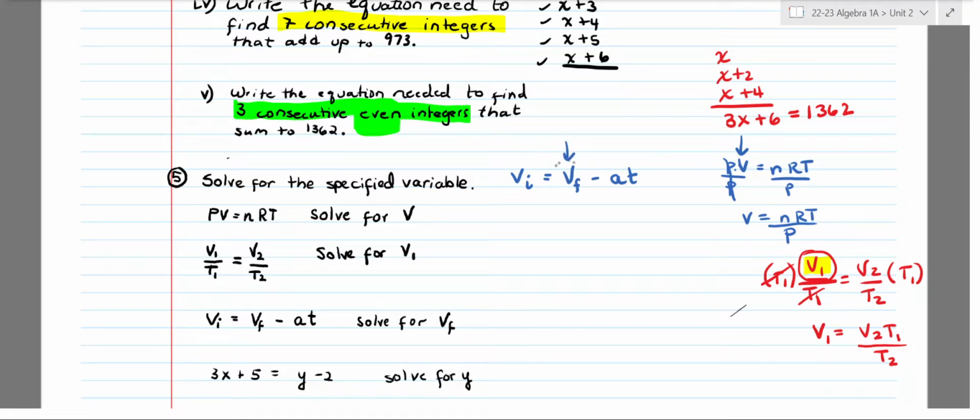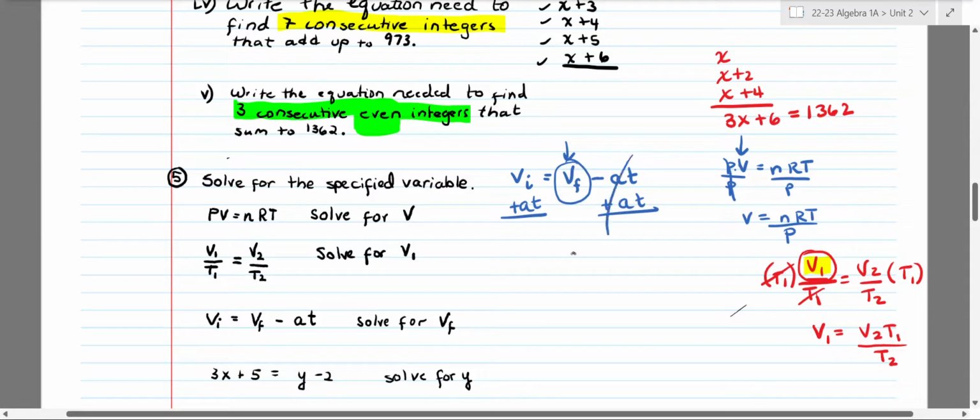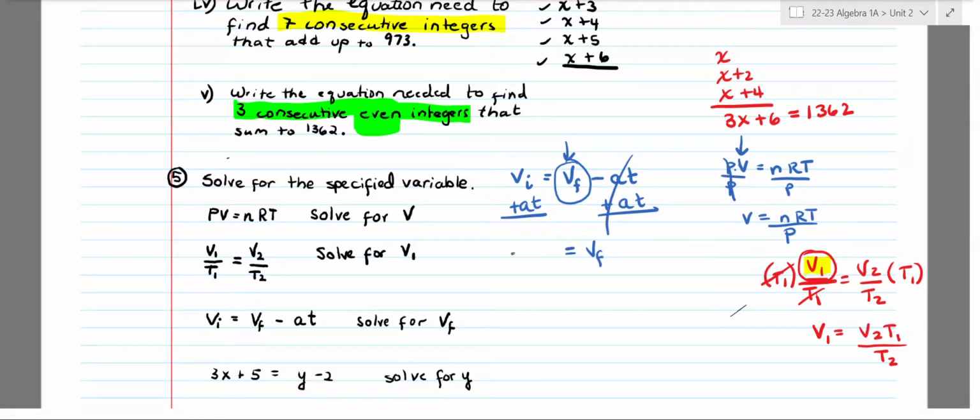So this one is going to stay, right? And the one that has to go is minus at. So plus at, plus at, right? This cancels here. We're left with Vf here alone, which is what we wanted. And then over here we have Vi plus at. And that is how you would solve for this one.